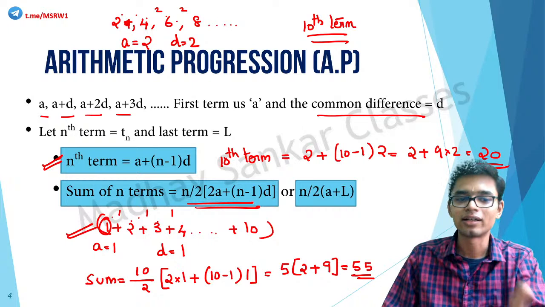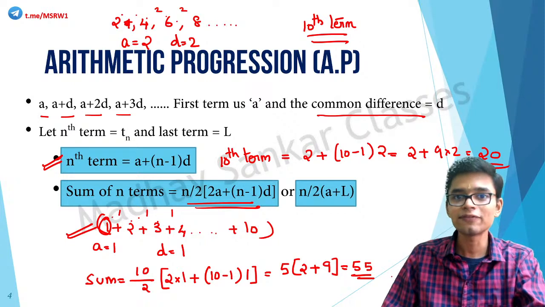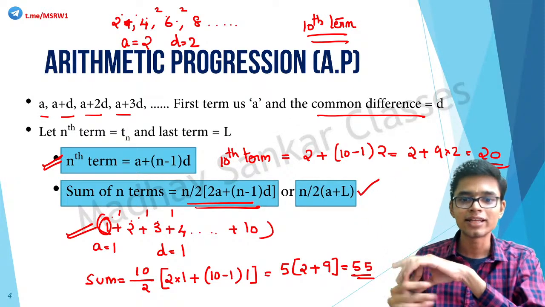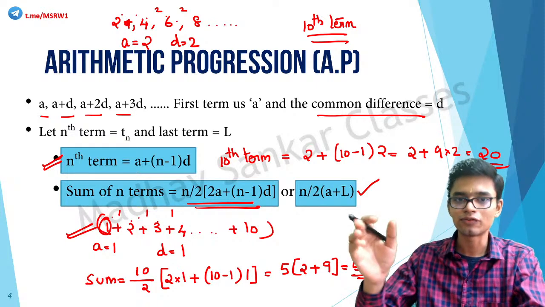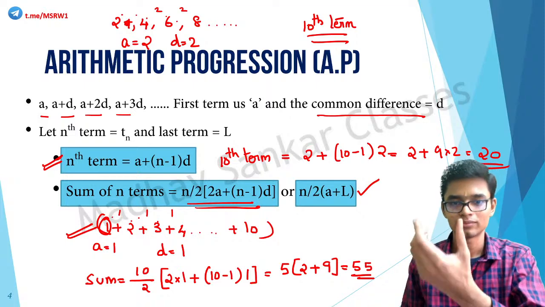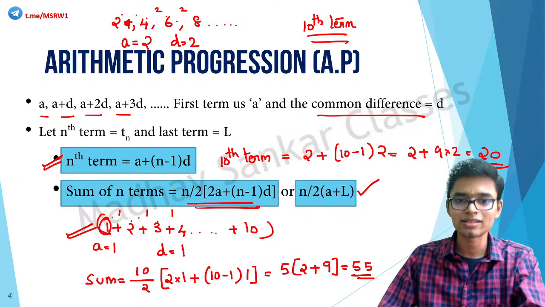Okay, this is how we find the sum of n terms in an arithmetic progression. Now, there is another, easier formula: n by 2 into (a plus l). If you know the last term of the series, then you can simply use this formula. In a series like 1, 2, 3, 4, all the way up to 10, say 10 is the last number, so you can directly substitute it here.